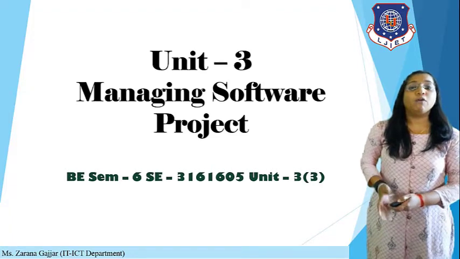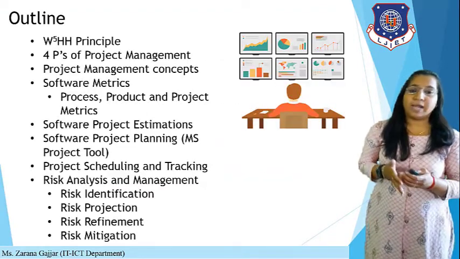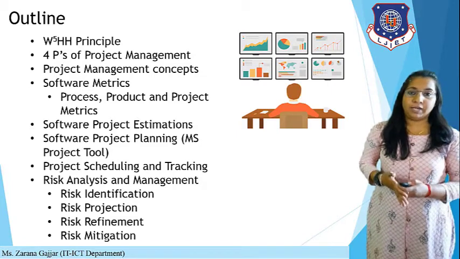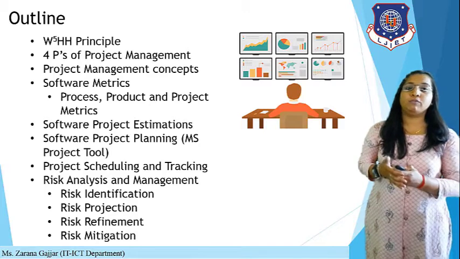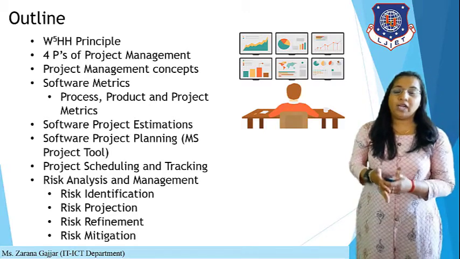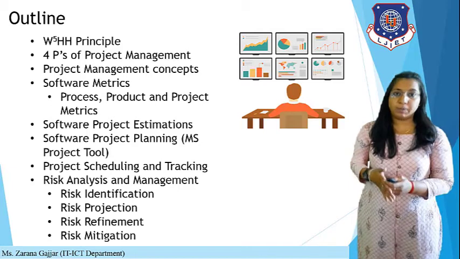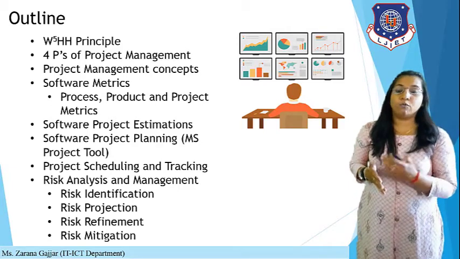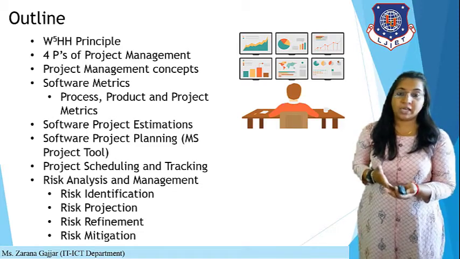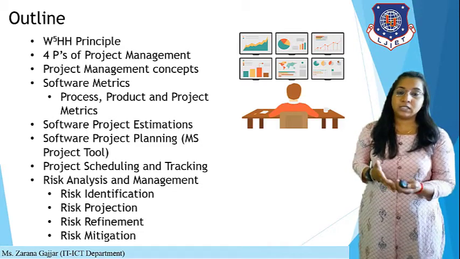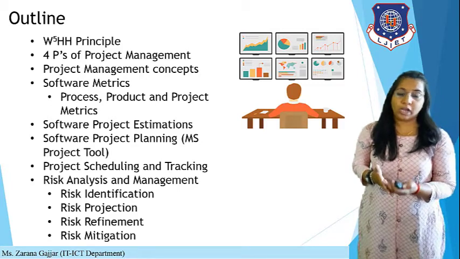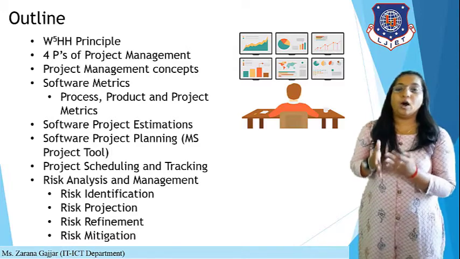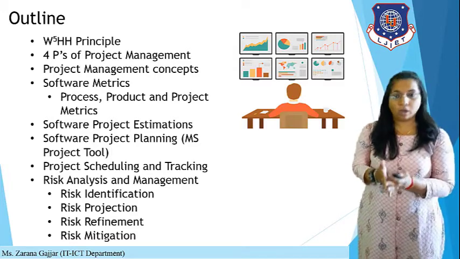In the previous lecture, we learned about the project management concept. Till today's lecture, we have completed the W5HH principle, the 4 P's of project management, and the project management concept. In project management concept, we learned about the characteristics, the task set for project planning, and the reasons for project failure. We have already discussed the reasons for project failure and approaches to avoid it.